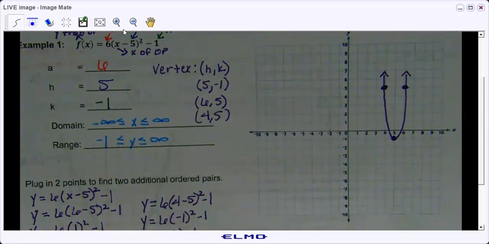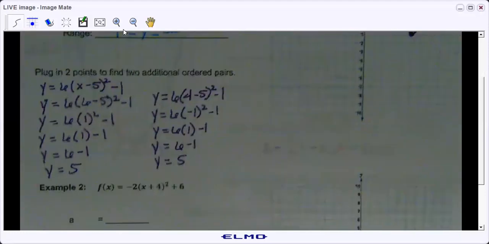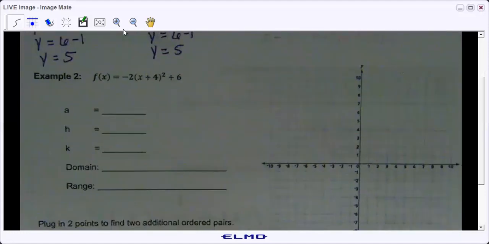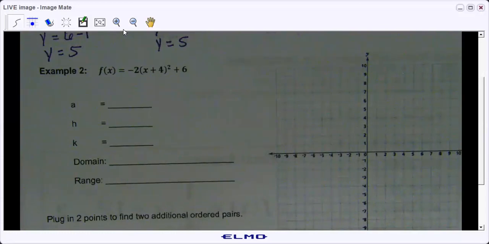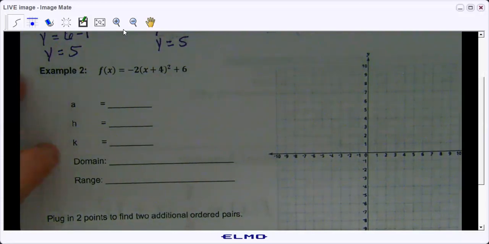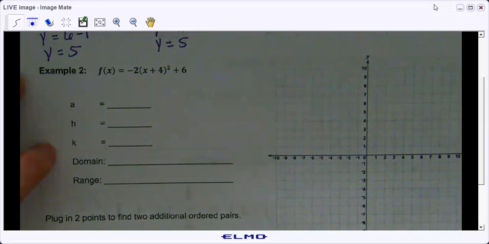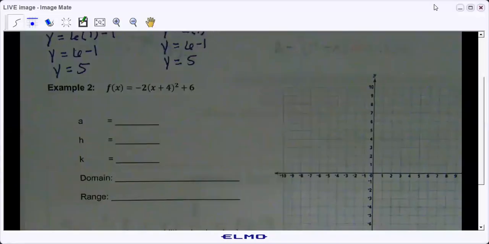Now, let's go ahead and do example 2. With example 2, and I know we've only done one example, I want you to try on your own to find A, H, and K. I think that you guys will be able to do that. And then the vertex, and I want you to plot that vertex. Okay? So I'm going to give you about 30 seconds to find A, H, and K. And I'm going to pause the video. Okay, be ready to answer.